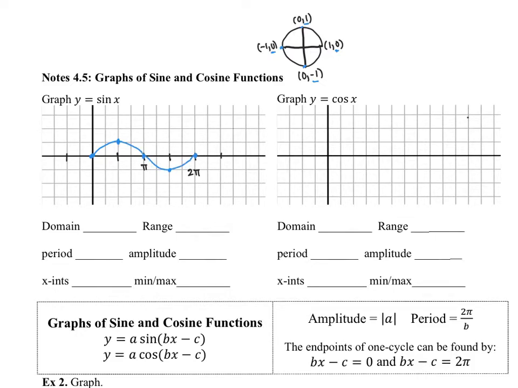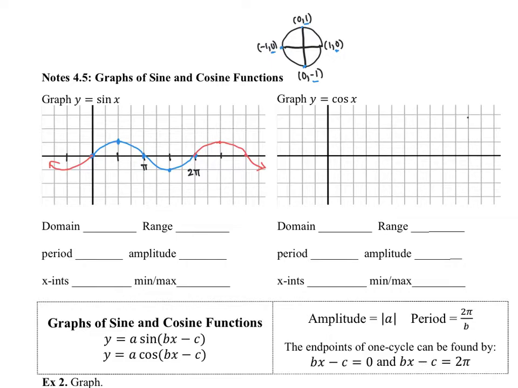I could extend this graph further, and I would, because it follows the same pattern. It goes up 1, back to 0, and then it would go that way. In the negative direction, it does the same pattern. And I can see the nice curve of this graph. Now I'm going to graph cosine as well.